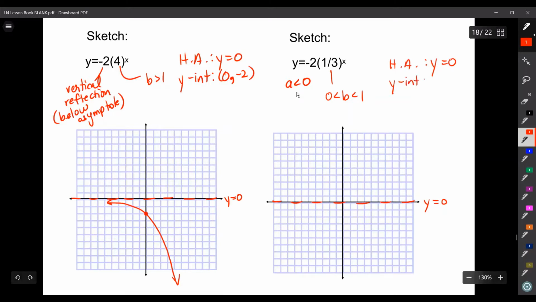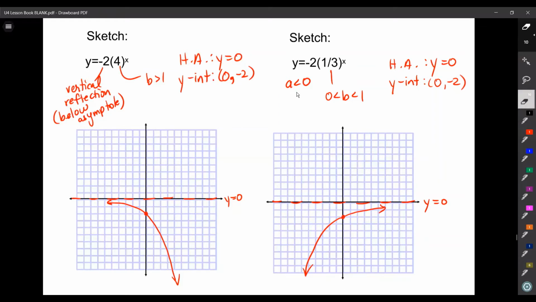Y-intercept should be at the a value. Again, no horizontal or vertical shifts, so we'll plot that. And then this should look like the graph of decay, but flipped upside down. So if you imagine that happening, it's going to end up actually being an increasing graph when we make a negative. So that should be the shape of our graph.